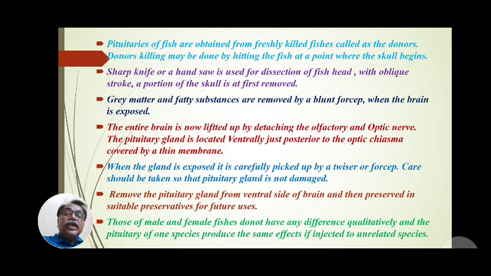When the brain is kept in an inverted position, with the dorsal side down and the ventral side up, on the ventral side we have the pituitary gland fixed. Pick up the pituitary gland carefully, so that no damage is seen, and preserve it in a suitable preservative. That may be acetone, glycerin, or alcohol, or any suitable solution in which the gland can be preserved for future use.